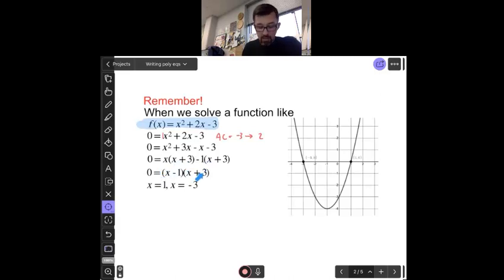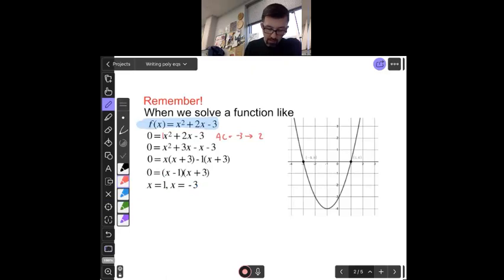And then that last step to solve it was to say, what value of x would make this equal to 0? We set this equal to 0, x minus 1 equals 0, and say, oh, x is 1. That would make that equal to 0. Or x could be negative 3, and that would make that equal to 0. So those were our solutions at that step. We solved it. So those are my solutions.